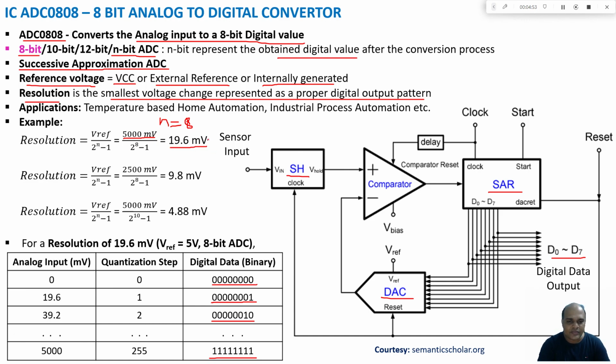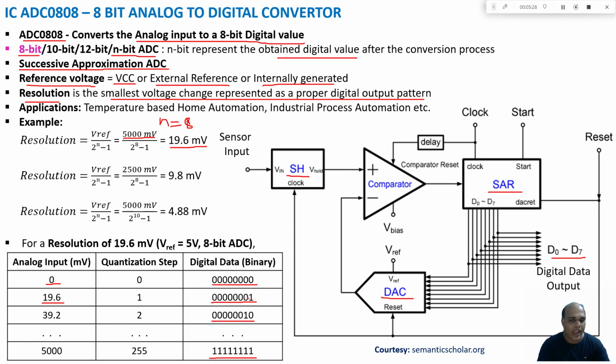So what does this mean? Each step is going to have a voltage variation of 19.6 millivolt. For example, my low level, which is your input voltage, is 0. If my input voltage is 0 volt, then the corresponding binary bit pattern generated from our ADC is 8 zeros. The next measurable voltage is 19.6 millivolt. That is the resolution of your ADC. For this next measurable voltage, the binary bit pattern is 7 zeros 1.